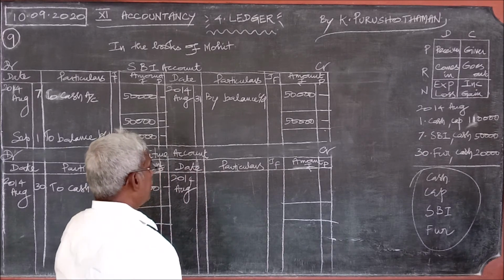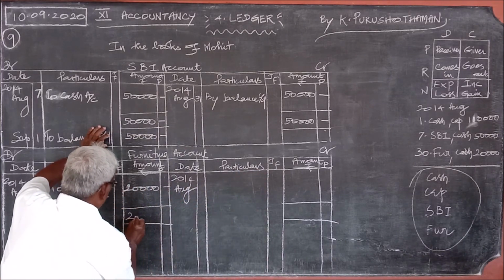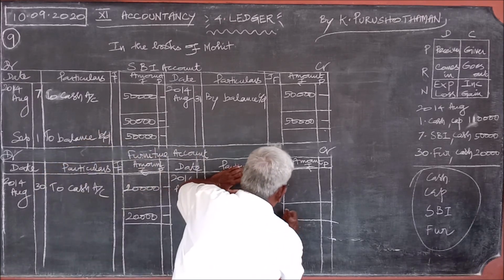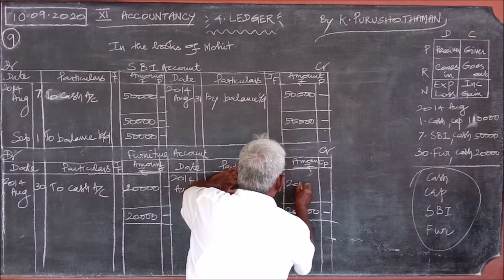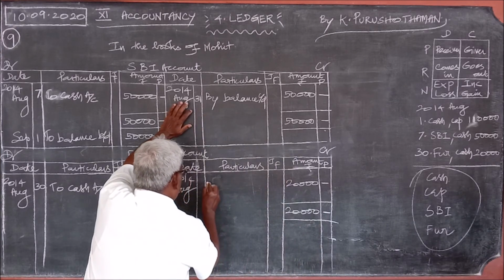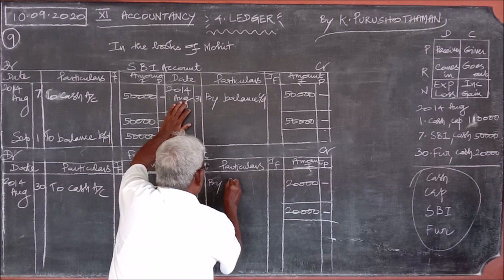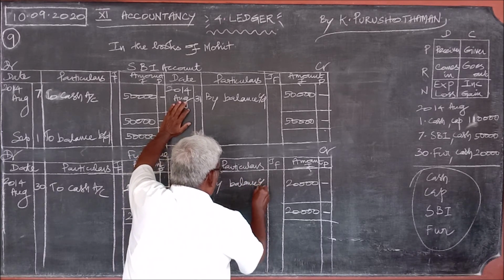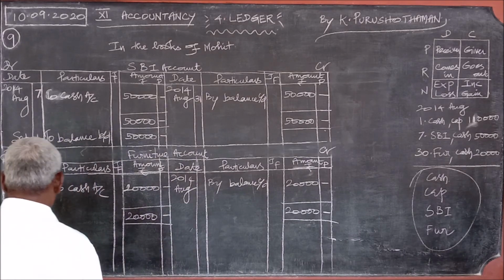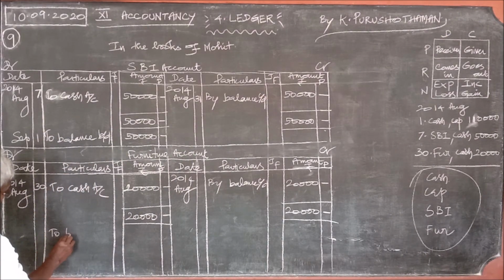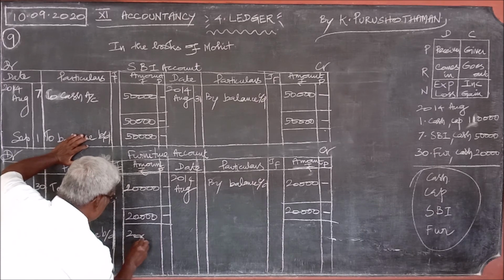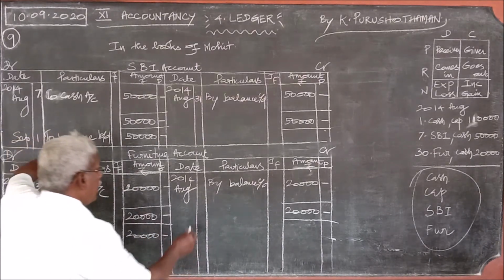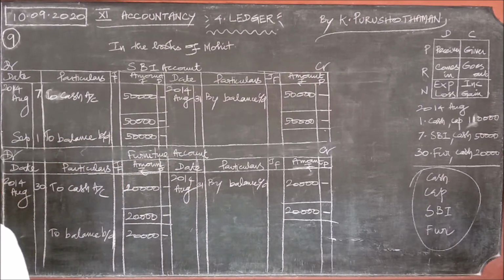Here the total 20,000, here only 0. So you write the greater total on both the sides. Now the missing amount is 20,000. Against the missing amount you write balance carried down. On the opposite side you write balance brought down, the same amount 20,000. For carried down, the last date of the month, for brought down, next month first. That's all.